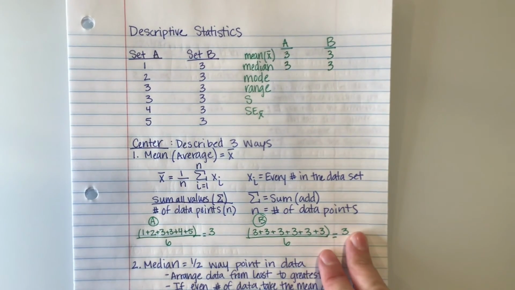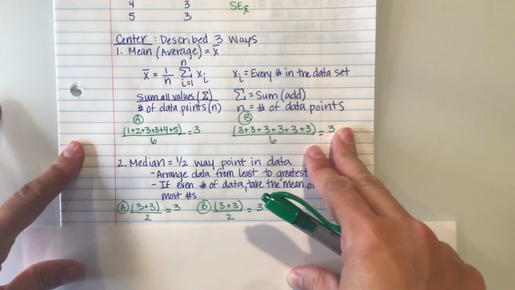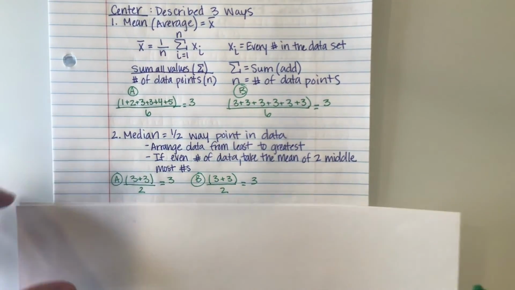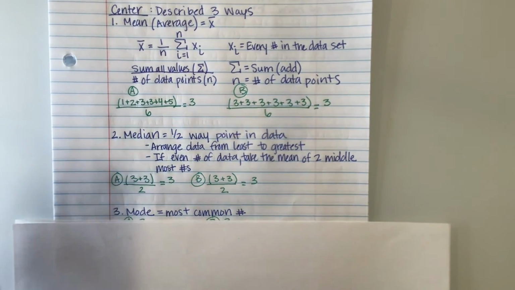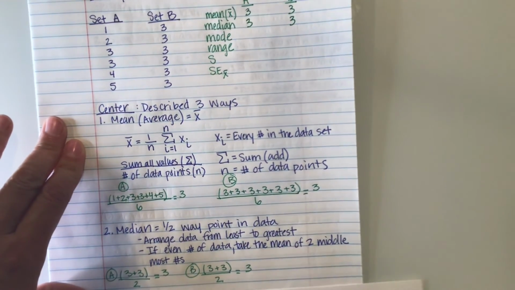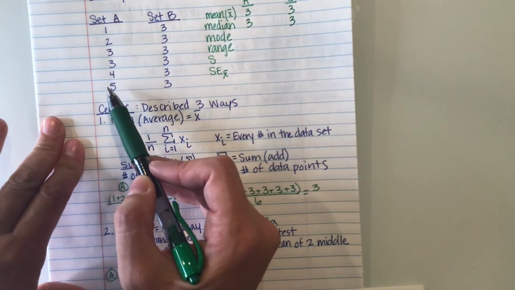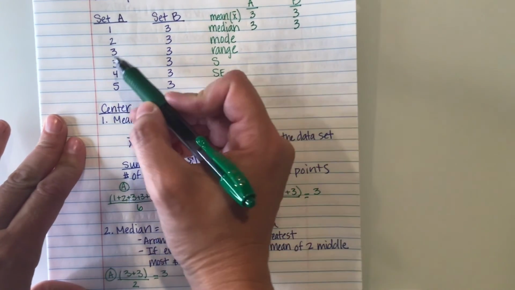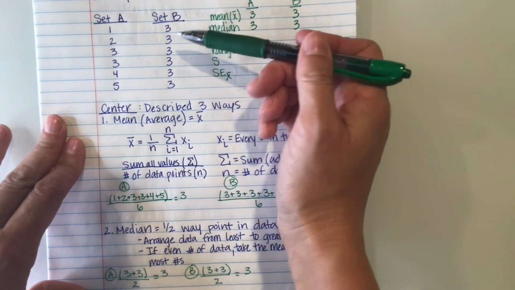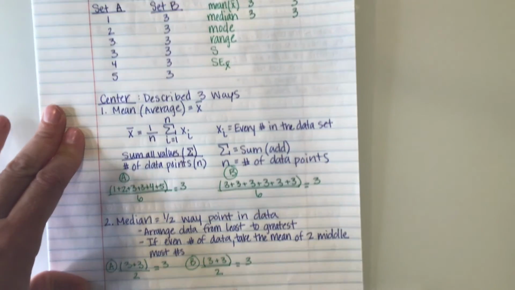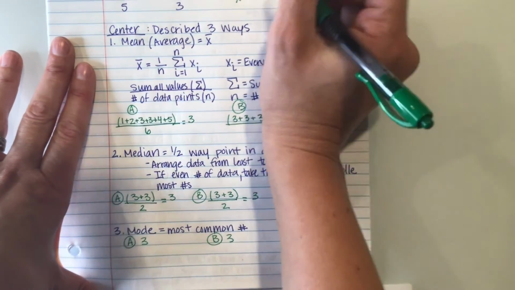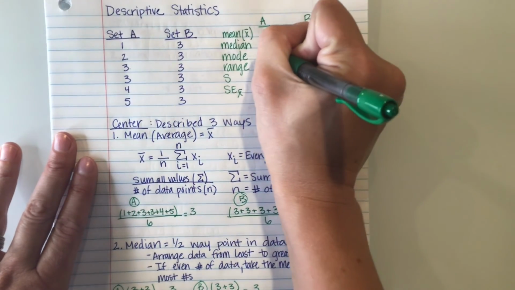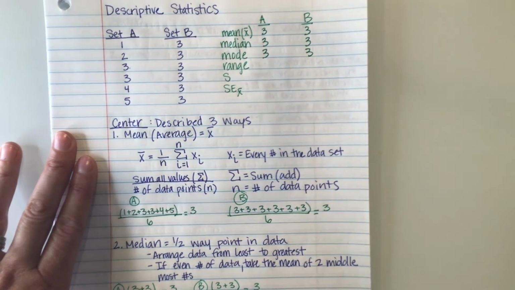There's one more way I can describe the center of this data. I can look at the mode of this data. And the mode of this data is just the most common number in the data set. So let's go look at my data really quickly here, right? The most common number, the number I see most often in set A is 3. And the number I see most often in set B is also 3. So when I go to look at the mode, or the most common number in both sets, it's also 3. And I'm going to record that in my table up here.